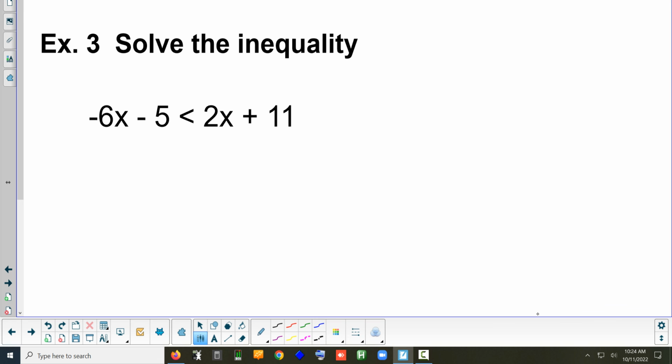All right. So Finnegan, can you tell me how I would move all my variables to the left? By subtracting. Yep. And what would you subtract from both sides? 2x. Good. So subtract 2x from the right and from the left. Remember, you have to do it on both sides. It's got to be the same thing.